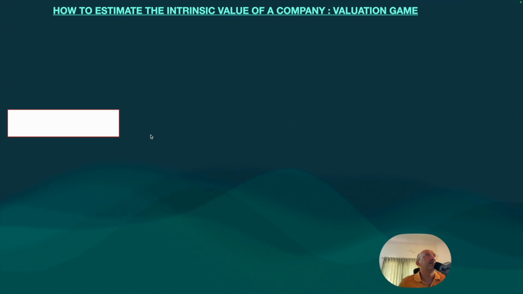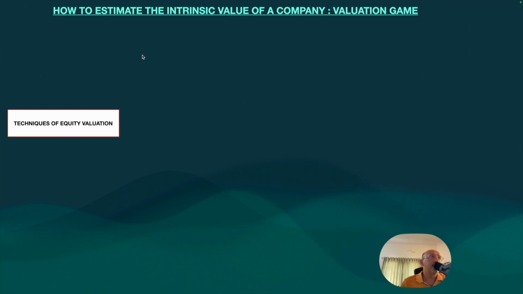Hi everyone. Now in part 4 of the equity valuation, we will try to analyze some more concepts. The first concept is how to estimate the intrinsic value of a company. So this is basically a valuation game.